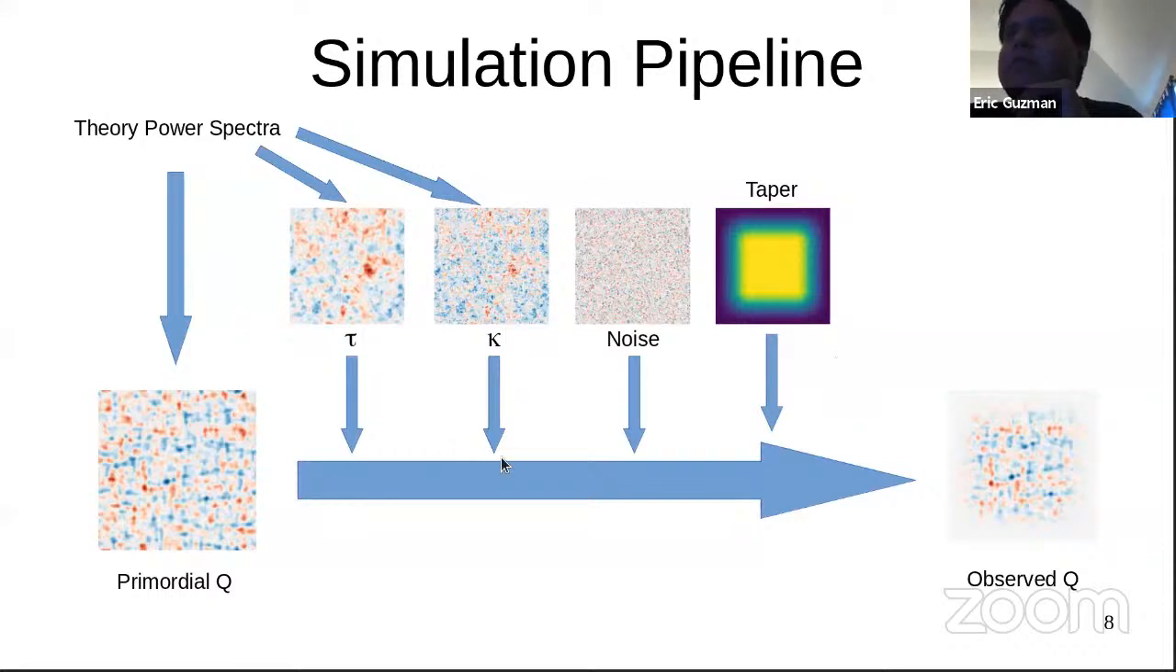So we'll train the network on these images, and we'll make our predictions of tau from these images. Essentially we'll feed in this map to the network and we'll try to recreate this tau map and this kappa map.